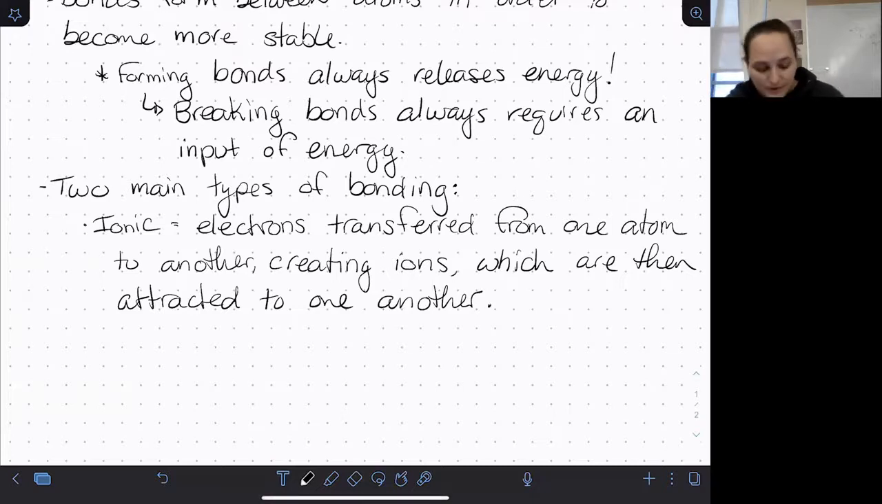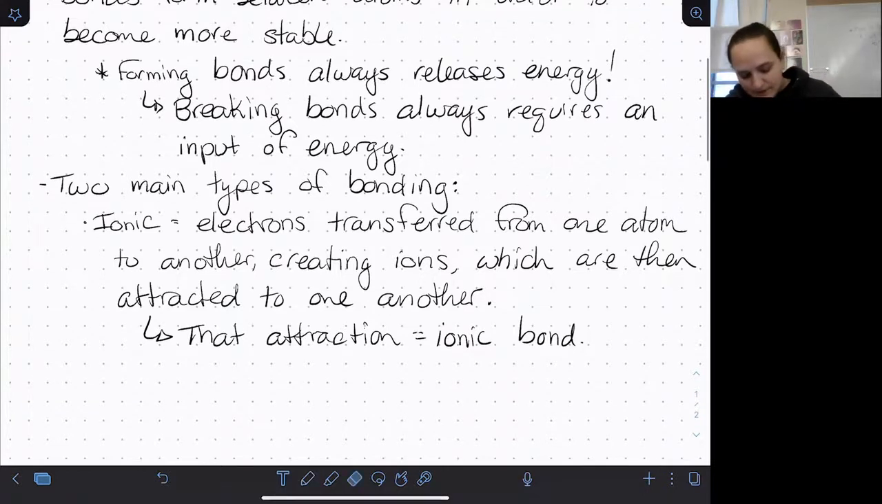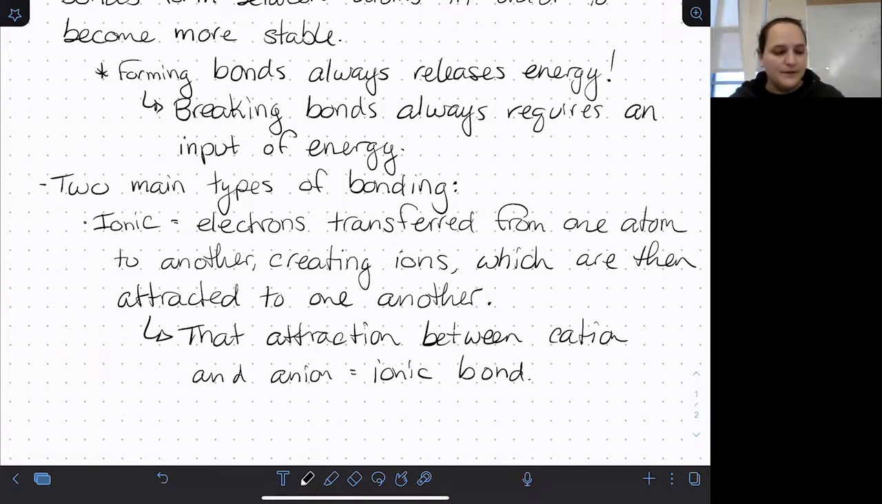And that attractive force is the ionic bond. So when we're referring to an ionic bond, we're talking about the attraction between the cation and an anion. So let's be a little bit more specific: that attraction between cation and anion is what we really mean when we say an ionic bond.